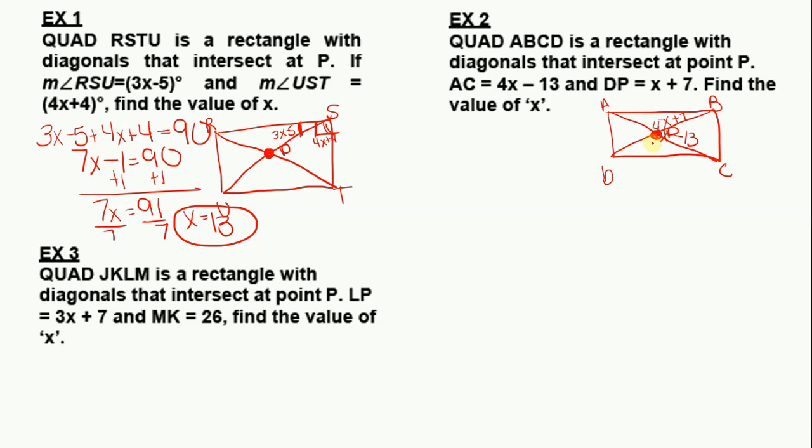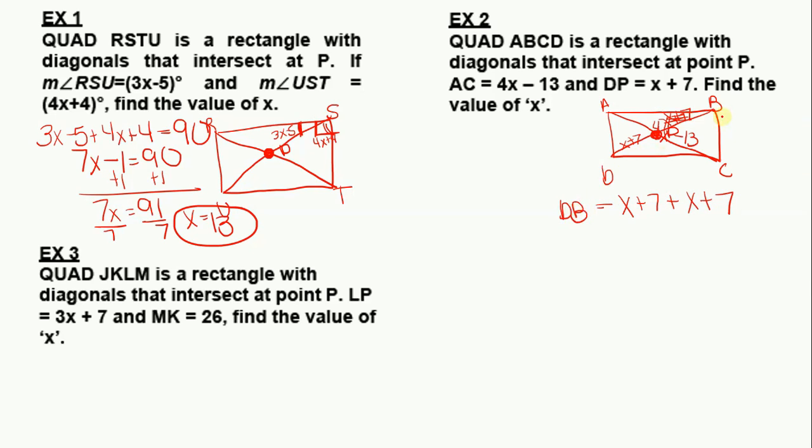Well, if they bisect each other, that would tell me DP, not PB, is x plus 7. Actually, wouldn't PB also be x plus 7? Because these are bisected, so if DP has a measure of x plus 7, BP also has to. And I know AC is 4x minus 13. So I know DB has to be x plus 7 plus x plus 7, right? That would have to be DB.